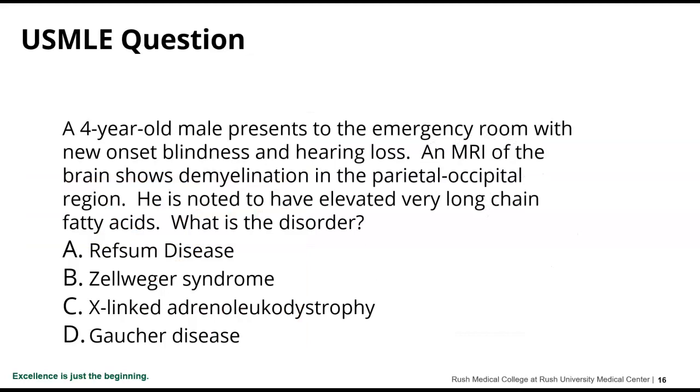So here is a USMLE question. A 4-year-old male presents to the ER with new onset blindness and hearing loss. On MRI, the brain shows demyelination of the parietal occipital region. He is noted to have elevated very long chain fatty acids. What is the disorder? Refsum, Zellweger's, X-linked adrenoleukodystrophy, or Gaucher?